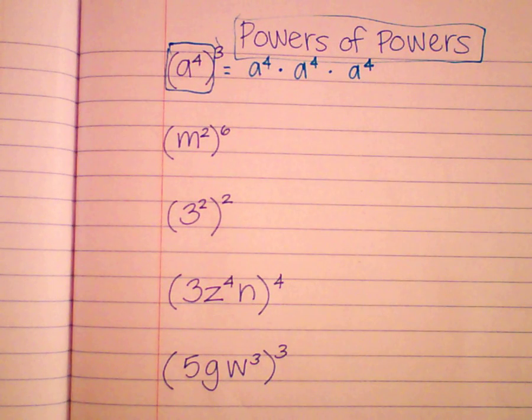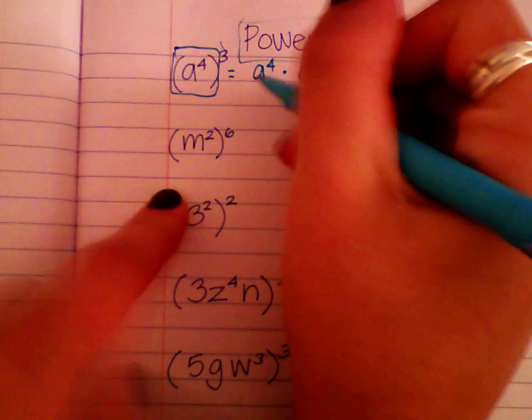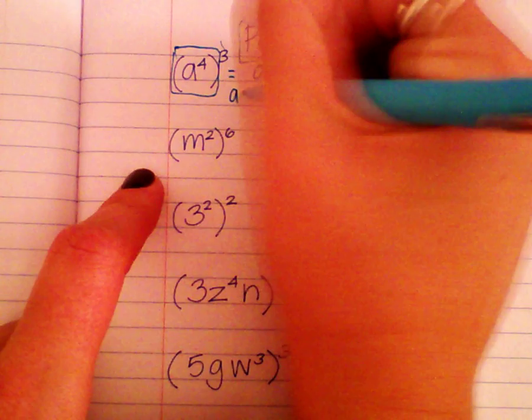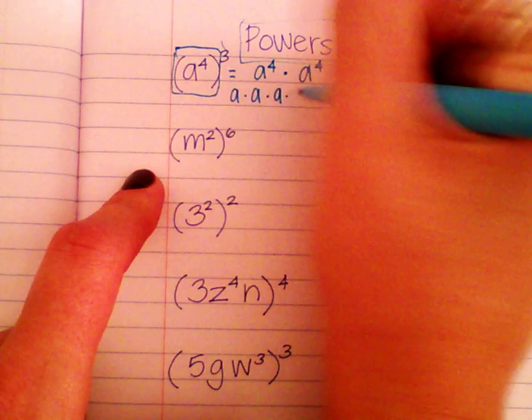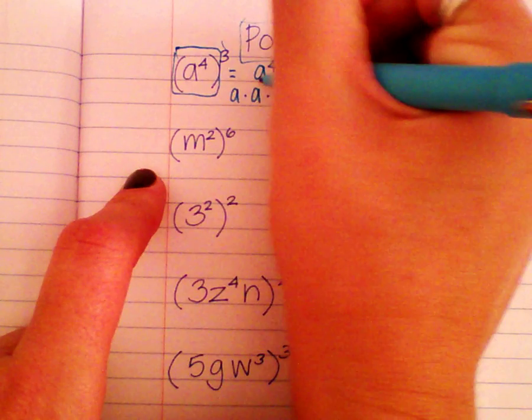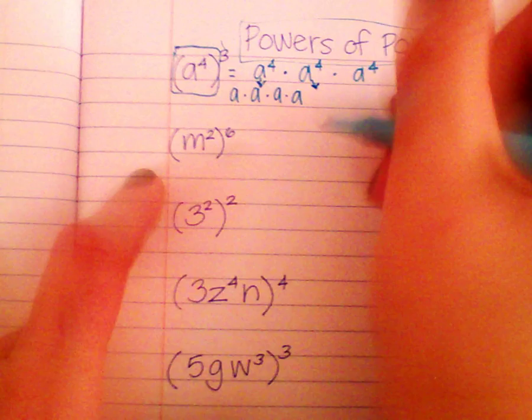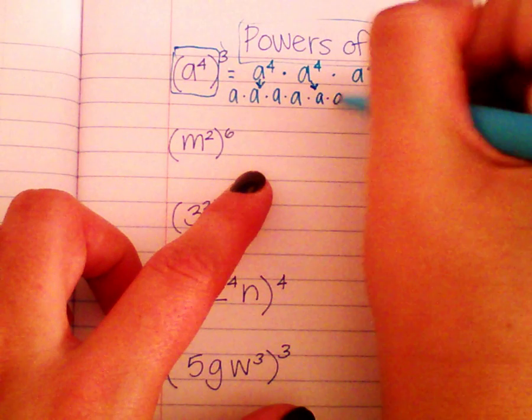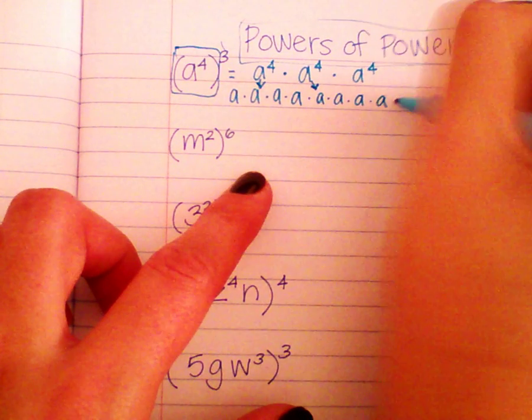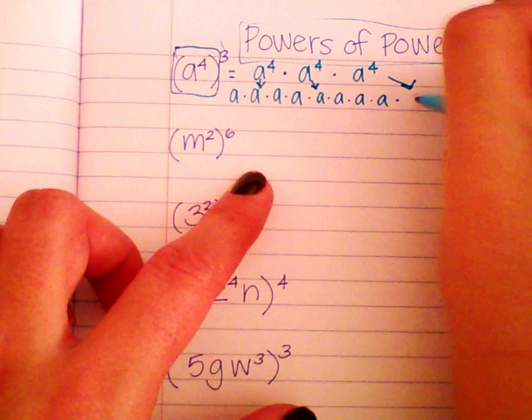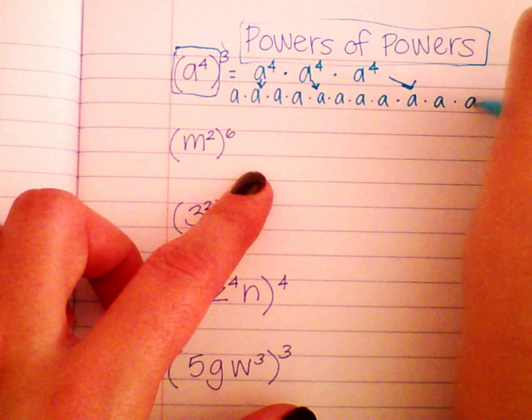Alright, so now I know what to do if I'm multiplying and I have the same base. But I'd rather be safe than sorry. So I'm going to continue expanding. A to the fourth would be a times a times a times a. Another one. So here's the first one. We're going to now bring down this one. A times a times a times a. And our last one. A times a times a times a.